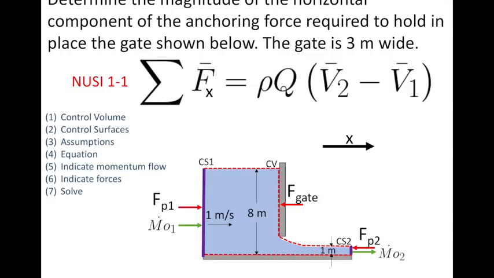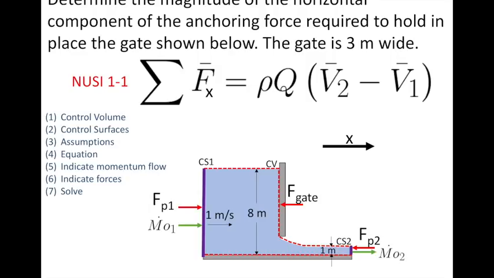Okay. So the next thing I want to do is indicate where I've got momentum and where I have forces. So I've indicated the momentum. I'm using these green arrows. So where I've got mass coming in, I've got a velocity of 1 meter per second. I've got momentum that is being transported by that velocity. So I've got momentum coming into my control volume here on the left. I've got momentum exiting my control volume down here at the bottom to the right.